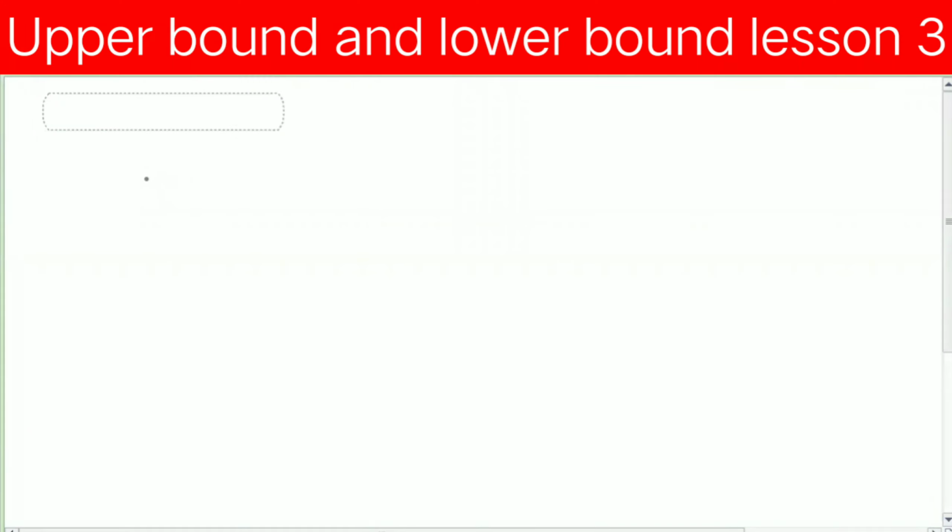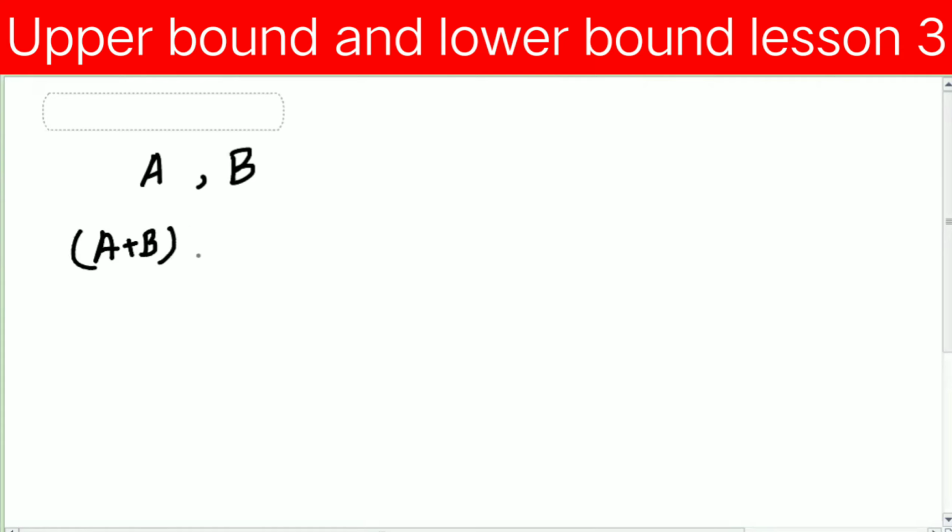In my previous video, I explained about upper bounds and lower bounds. In this video, we are going to talk about what if we have to take the combined upper bound and lower bound. For example, let's suppose I have two numbers A and B, and I have to find the upper bound of A plus B.